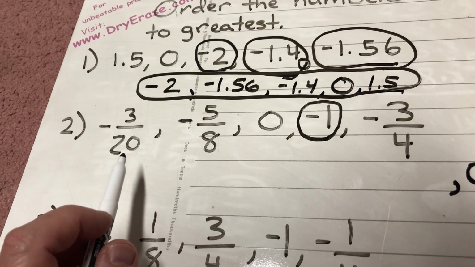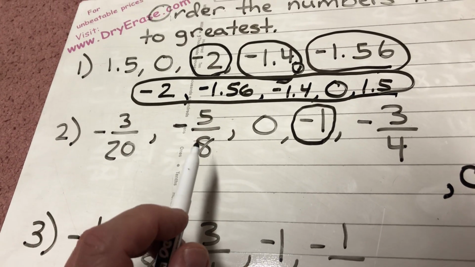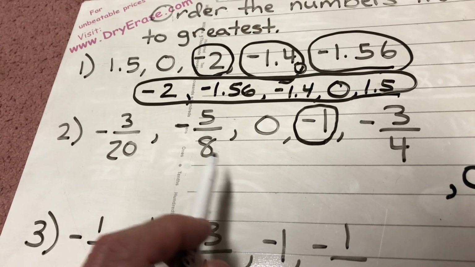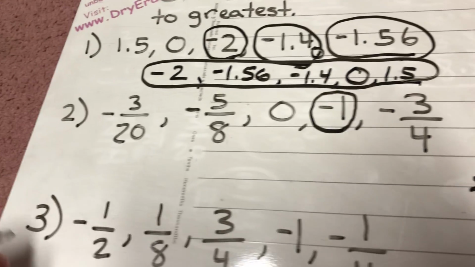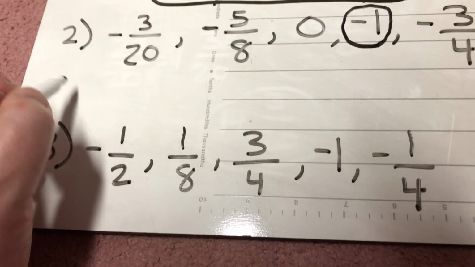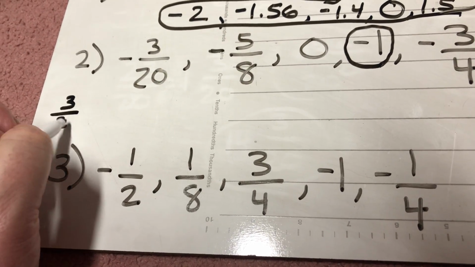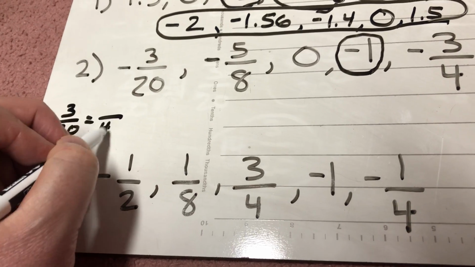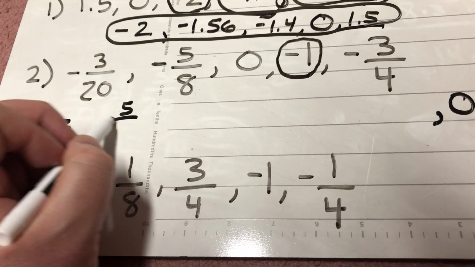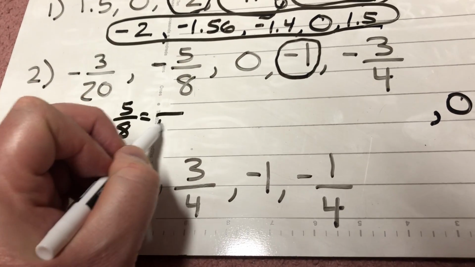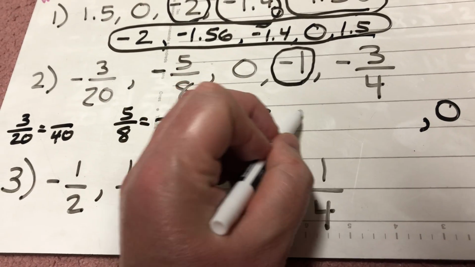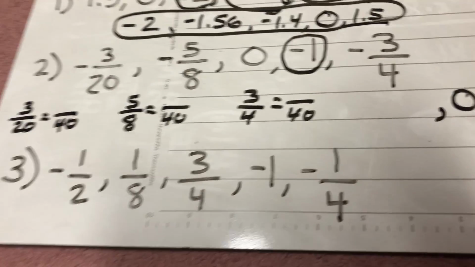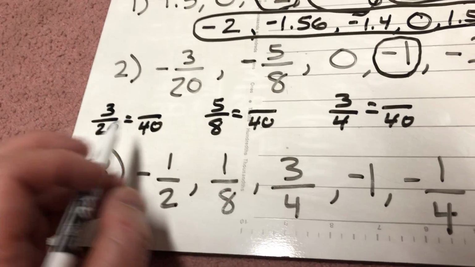Well, 20 times 2 is 40. I know that 8 times 5 is 40. And I know that 4 times 10 is 40. So 40 will work. So I need to come down here. I'm going to have 3 over 20 equals something over 40. I'm going to have 5 over 8 equals something over 40. And I'm going to have 3 over 4 equals something over 40. Well, what did I do to 20 to get 40?